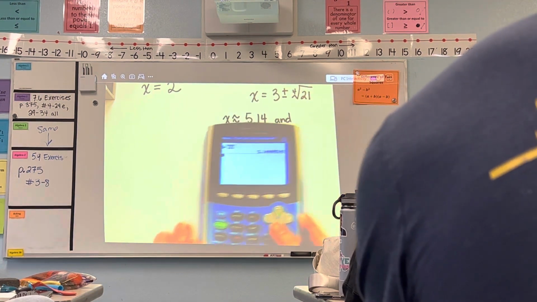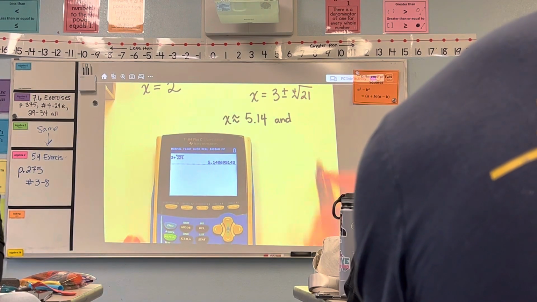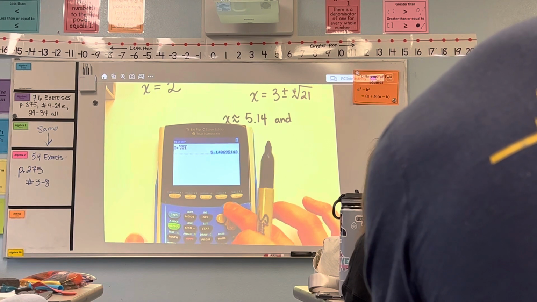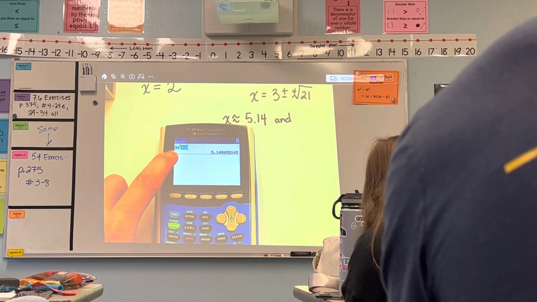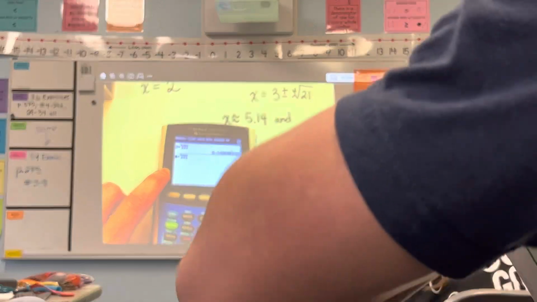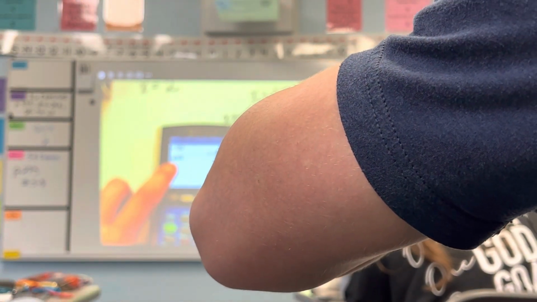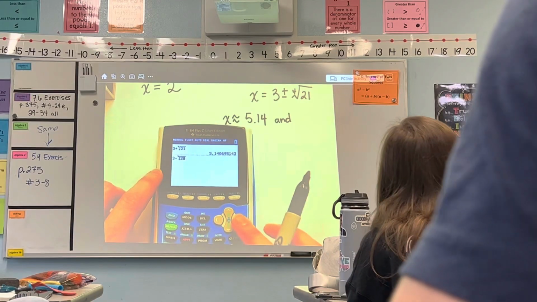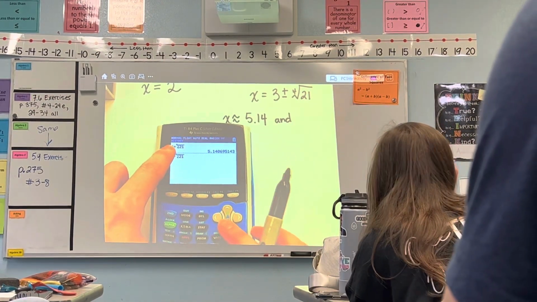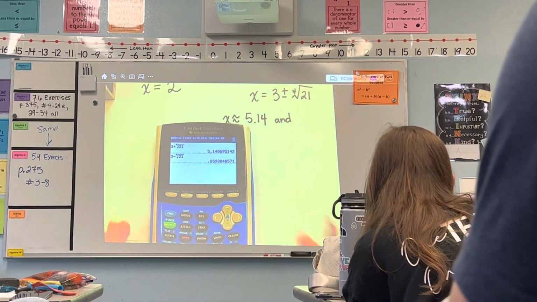Why do you put plus and not minus? Because we have to do both. We have to do 3 plus, then 3 minus. And remember, you can go up here and highlight this, and if you hit enter, it'll retype it, and then you can just put your cursor over the plus and hit minus. You just scroll up with your arrows, and once you got that, you hit enter.